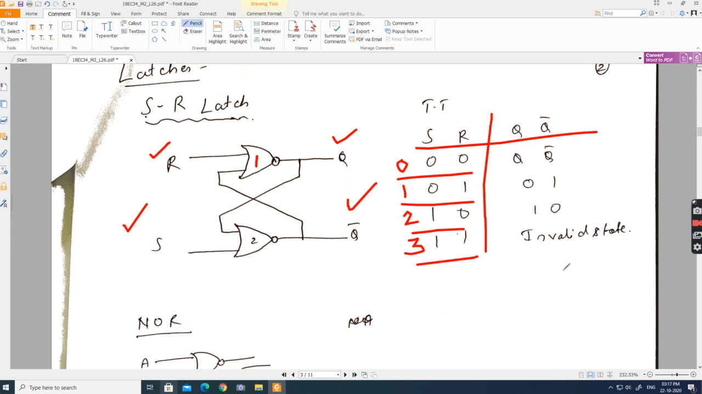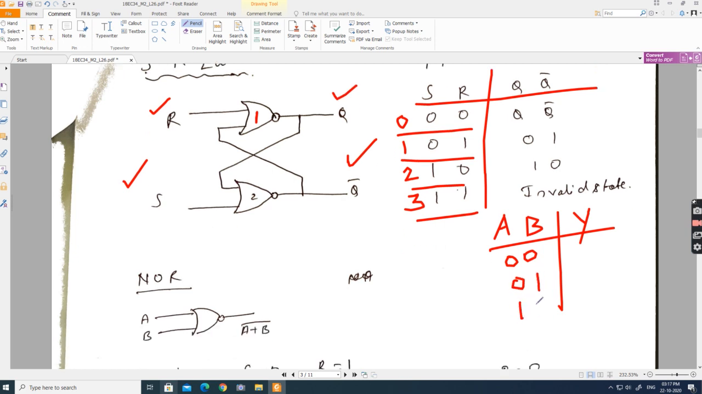See, how to remember this? SR latch is built using what gate? A NOR gate. Correct? It is built using a NOR gate. What is the NOR gate? Its truth table is 0, 0, 0, 1, 1, 0, 1, 1. Now, what is the symbol here? You can see the symbol here. This is the NOR gate symbol and this is the expression.